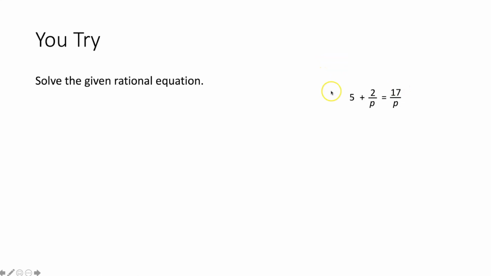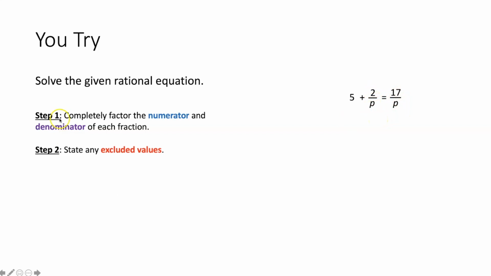Okay, doing the same thing. Step 1, we need to completely factor the numerator and denominator of each fraction. Since we're dealing with monomials, we're good to go. We can move on to step 2, where we state any excluded values. Those would be values of p in this case that would cause either of these denominators to equal 0.